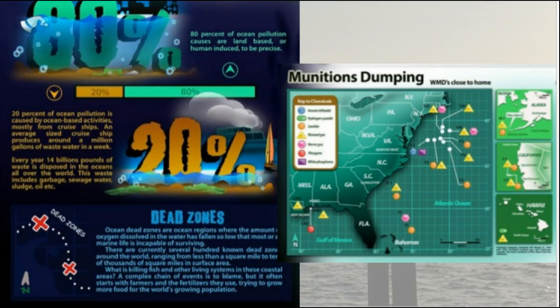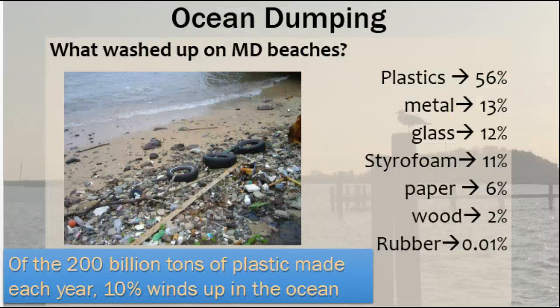So a lot of it is things like nets from fishing, or cruise ships that are dumping wastewater and things like that. And all of these things can cause a lot of problems. Obviously, trash causes its own problem, but if you have extra nutrients from things like sewage, you're going to get those dead zones and things again.